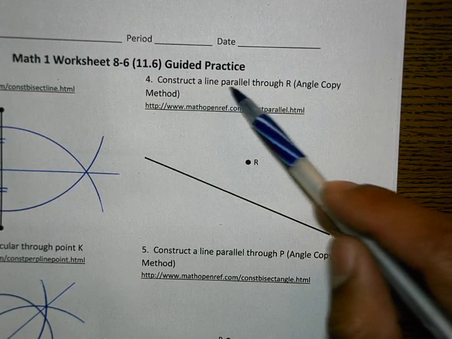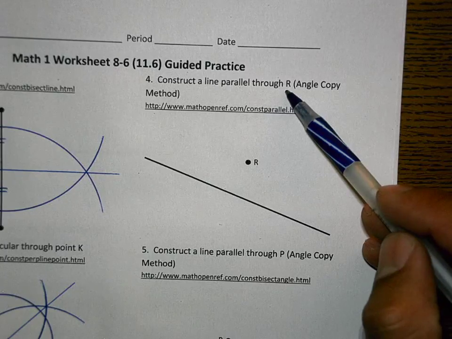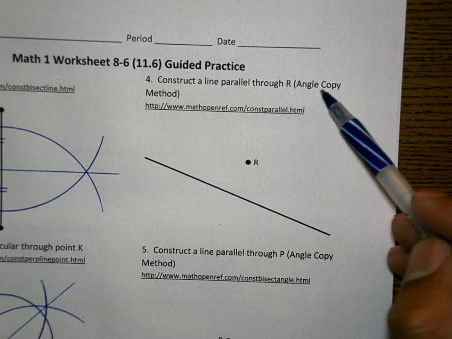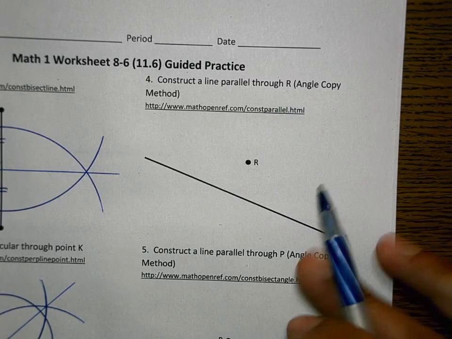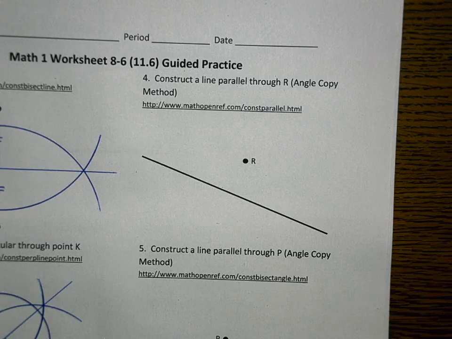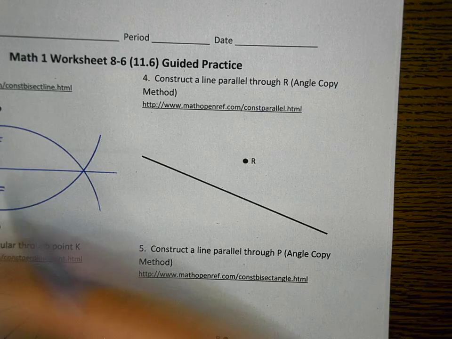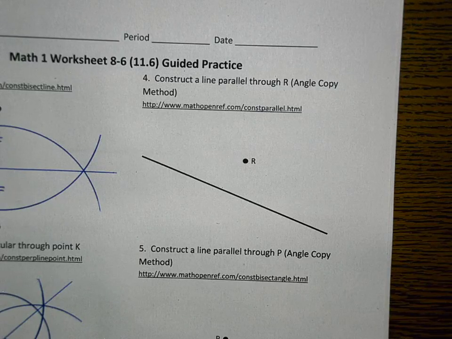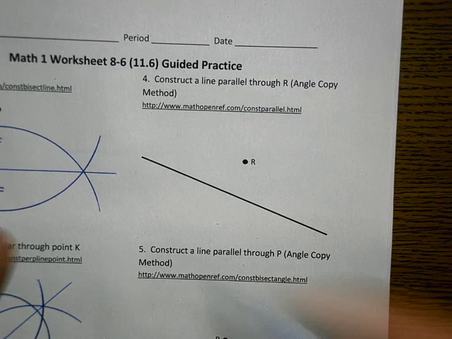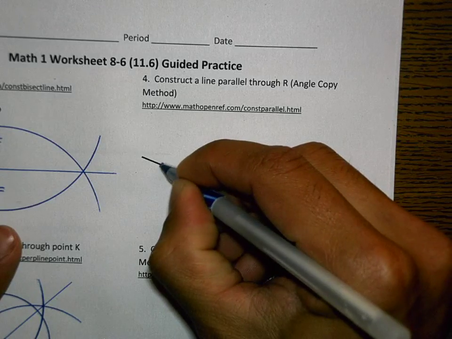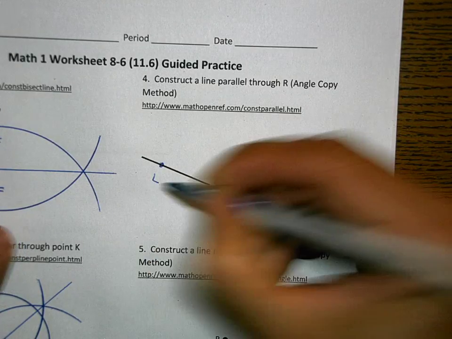Now let's construct a line parallel through R using the angle copy method. What we're going to do is create an angle. Right now I have to pick a point somewhere on this graph. This is the only one where I'm not looking for two particular things. So I'm going to put a point right here. It doesn't matter where it is.